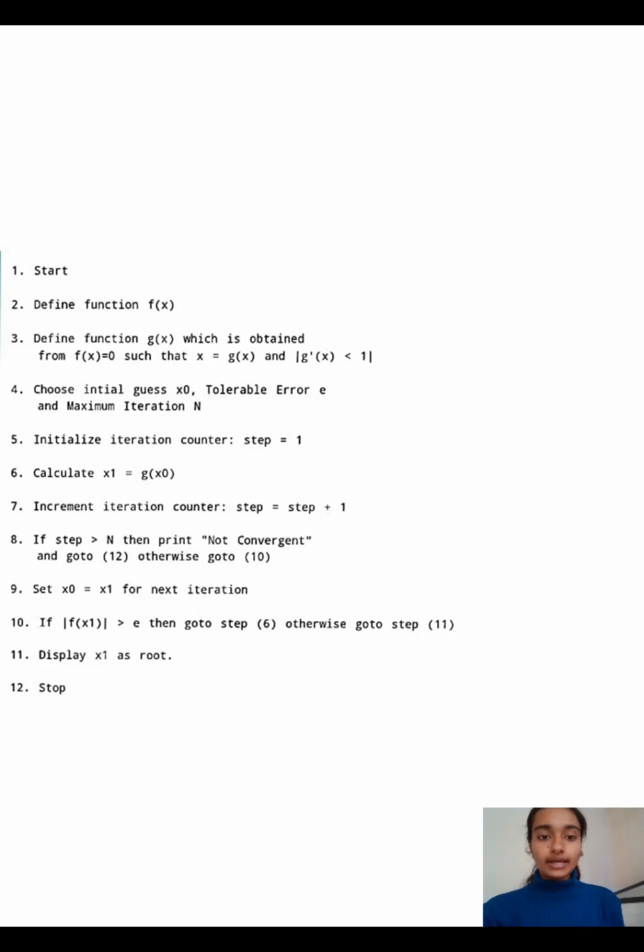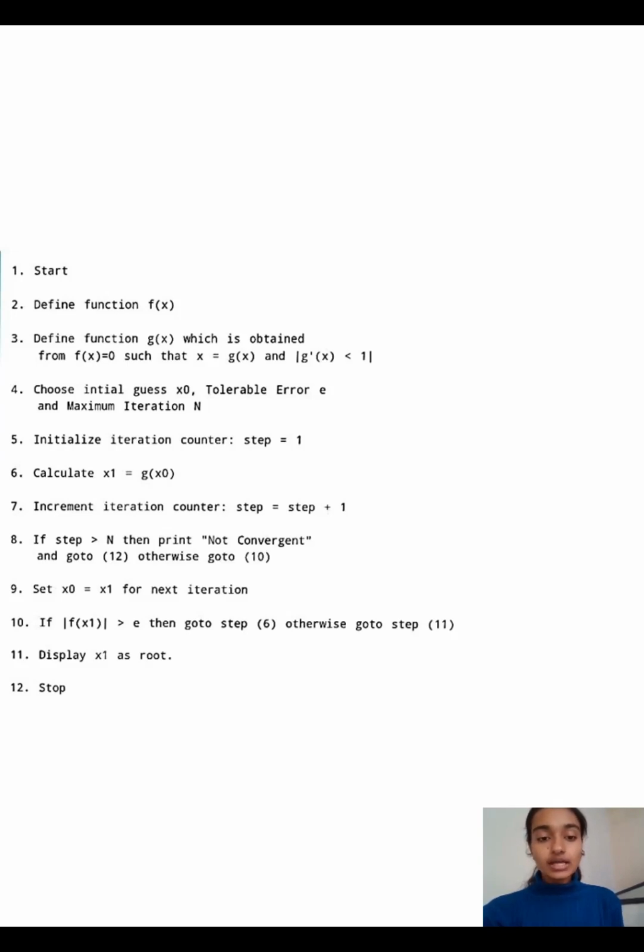First we start, and second define the function f of x, then define the function g of x obtained from f of x such that x is equals to g of x, and the modulus of g dash x is less than 1. Now the fourth step, we choose the initial guess x0, tolerance error e, and maximum iterations n. In the fifth step, initialize the iteration counter step is equals to 1.